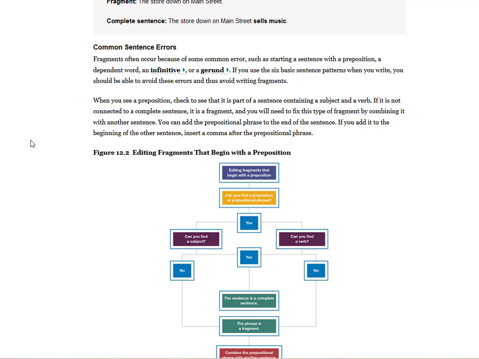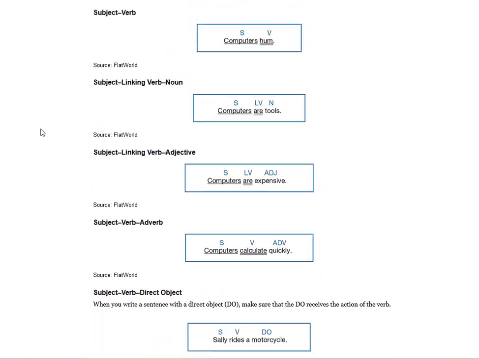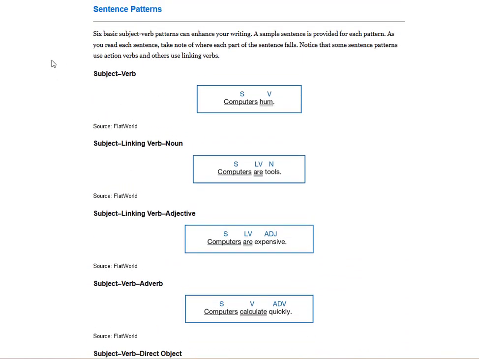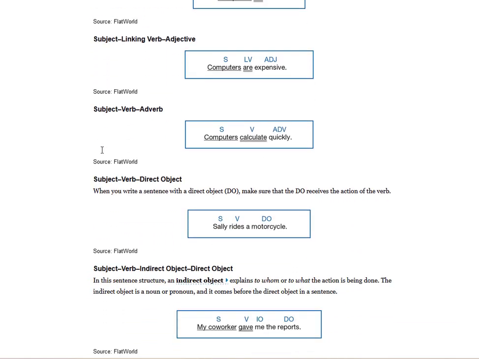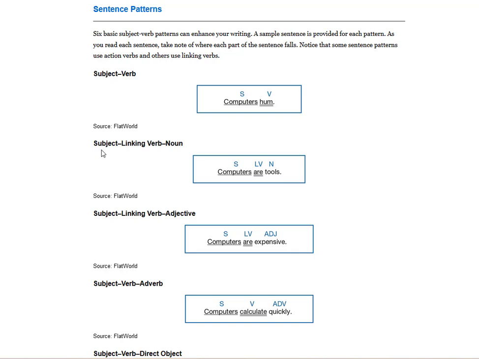sentence fragments. And when I mean the 6 basic, I believe these are the 6 basic sentence structures they're referring to. So if you know these 6 basic structures, you can avoid sentence fragments. That's why I always tell students that if you learn sentence structure, you can avoid sentence fragments.